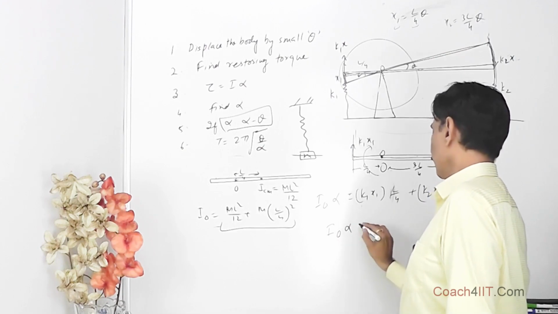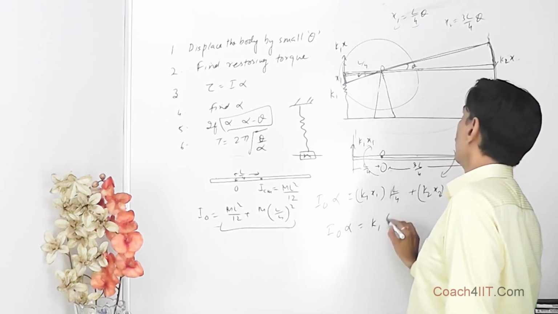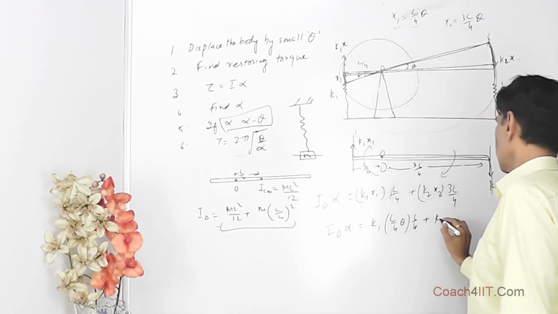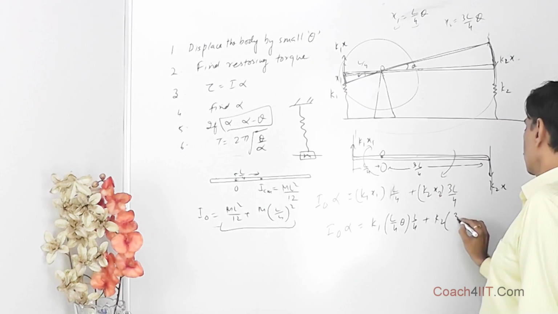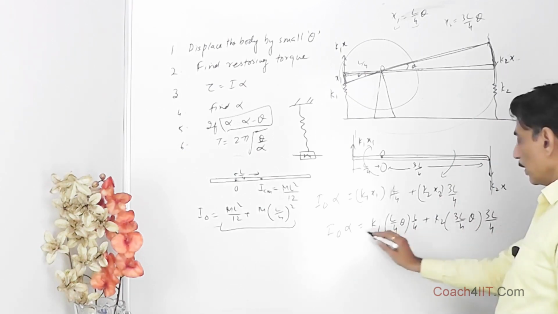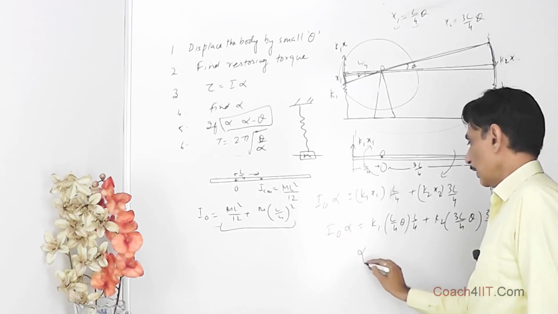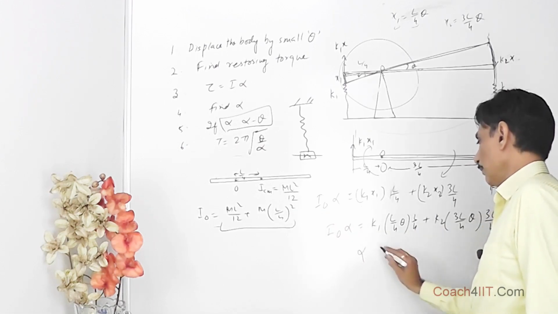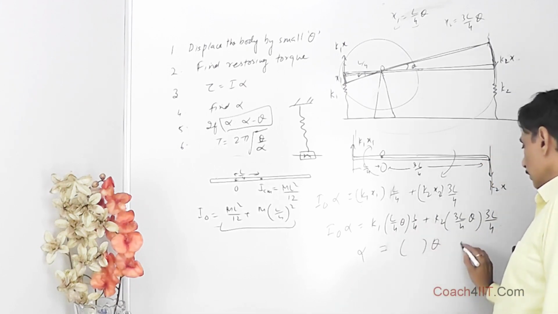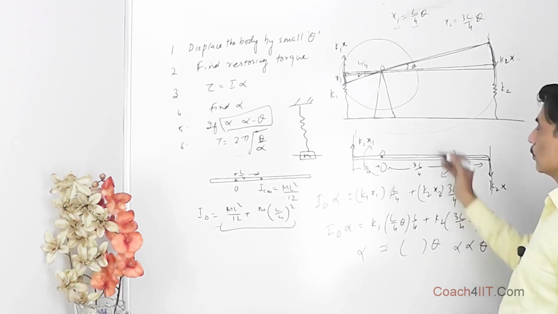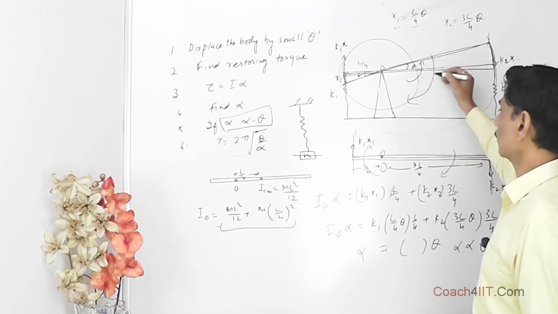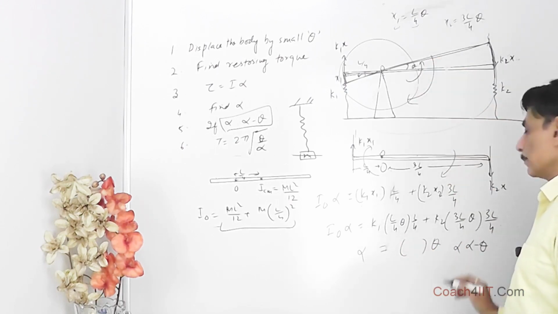So I_O into alpha is equal to K1 into x1, which is L by 4 theta, into L by 4, plus K2 into x2, which is 3L by 4 theta, into 3L by 4. From here, we have found I_O, and alpha will come out to be something into theta, theta can be taken out. So alpha is proportional to theta. Also, when we have moved it like this, the restoring torque is in this direction and theta is in this direction, so they are oppositely directed. So alpha is proportional to minus theta.